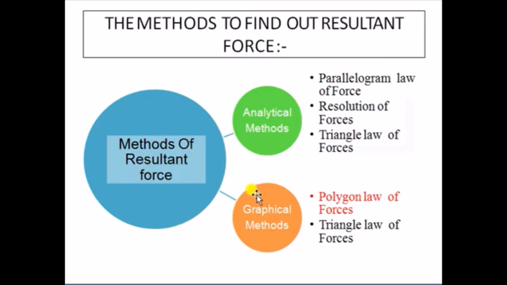Basically, methods of finding the resultant of forces can be split into two parts. The first is the analytical methods, the second is the graphical methods. The analytical methods are the parallelogram law of forces, resolution of forces, and triangle law of forces, and the graphical methods are the polygon law of forces and triangle law of forces. Today we are going to discuss only the polygon law of forces, since our practical is associated with this law. So what kind of verification are we going to do? We are going to analytically calculate different force systems and then verify those values with a graphical representation.